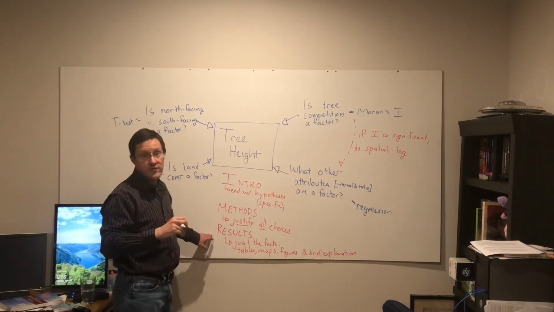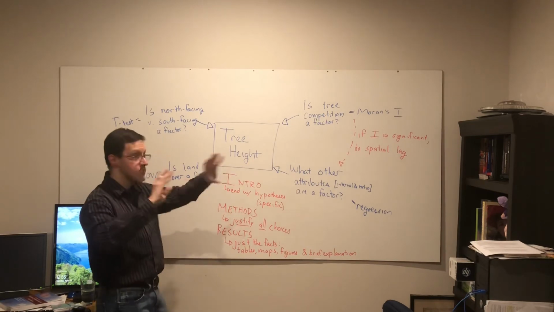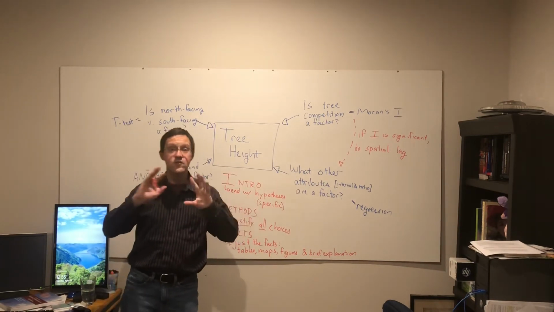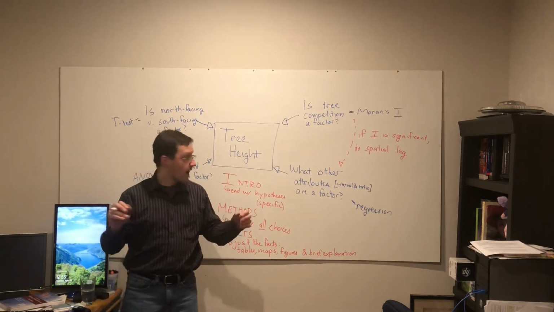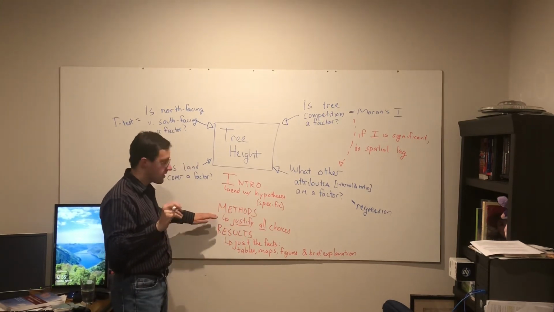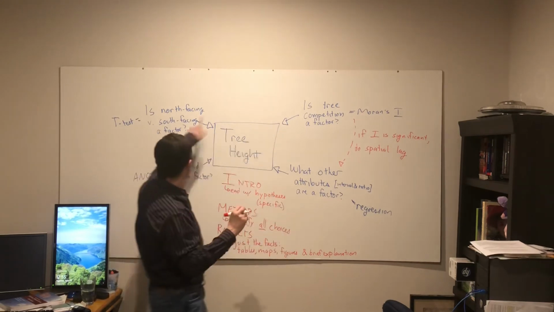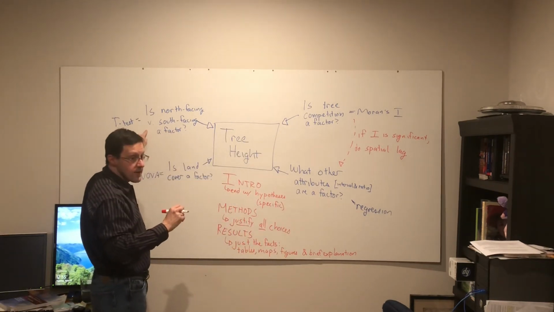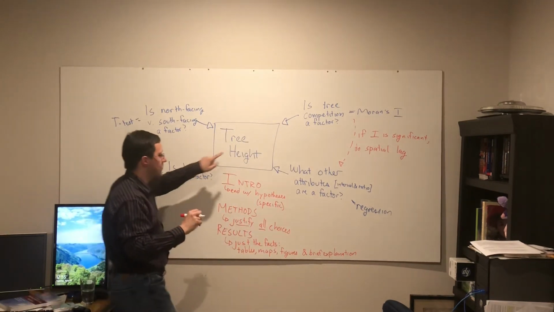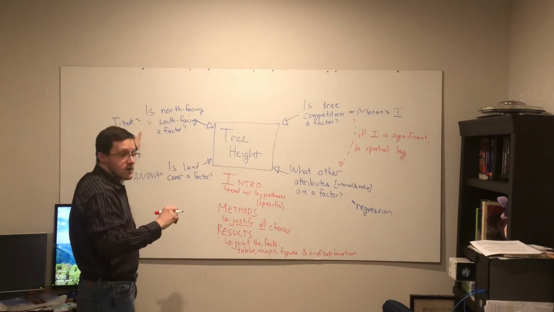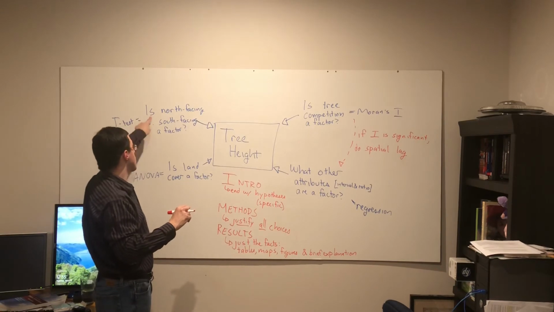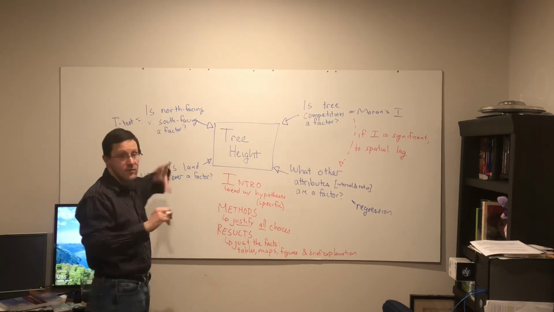You would then have a results section. In that results section, you just present the facts. You say, I start here. We might present them kind of in the order that they occurred in class. We might start and say, okay, here's the t-test for north-facing versus south-facing slopes.